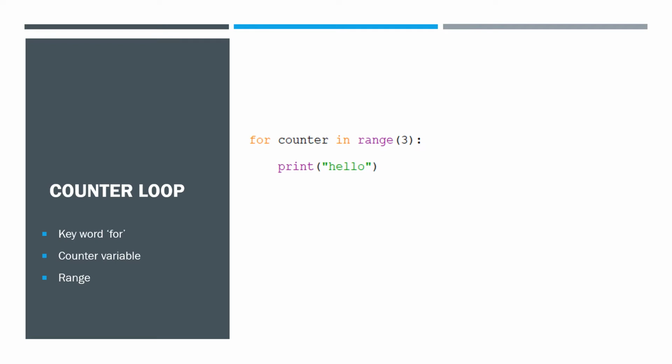The keyword for, the name of a counter variable, and then the range that we want it to count up to. So in this example, my counter variable is called counter, and I've told it to count up to 3, and each time to print out the word hello. So if I ran the program, this is what my output would look like.